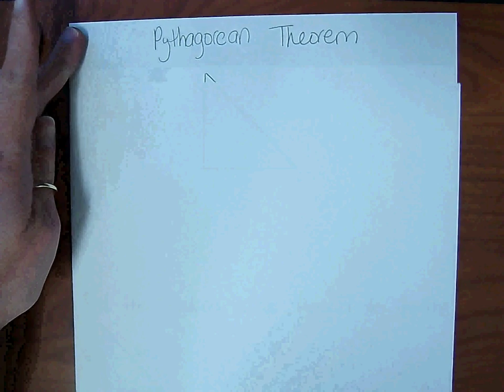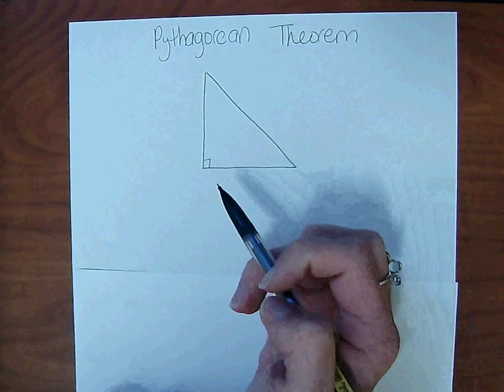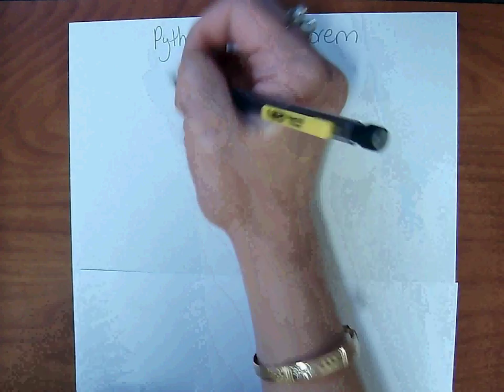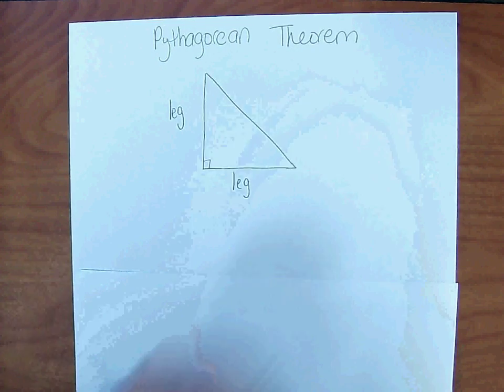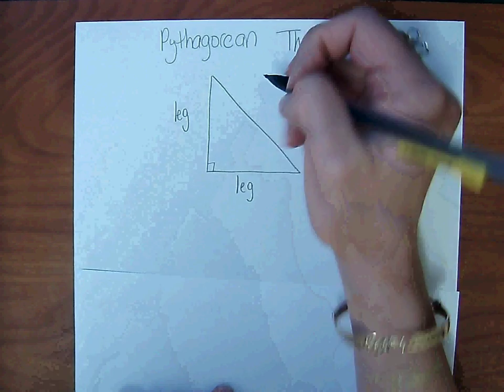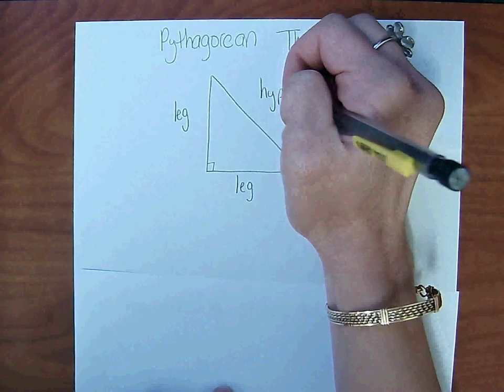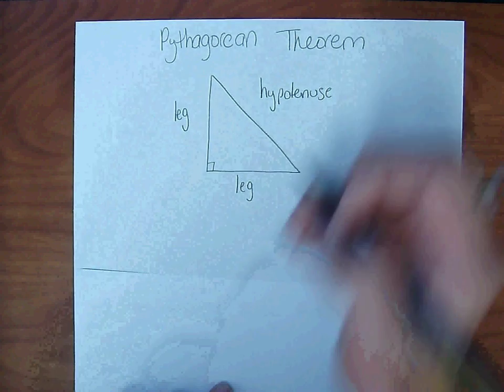So here we have a right triangle. The two sides that form the right angle are the legs. And the third side, the side across from the right angle, is the hypotenuse. The hypotenuse is special. It's the longest side.